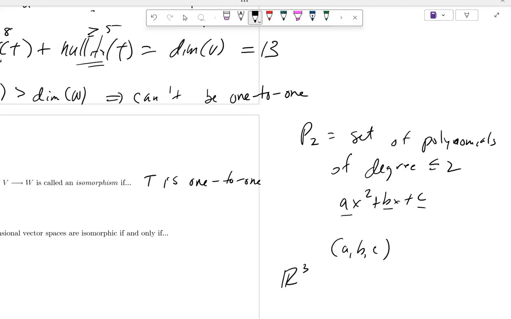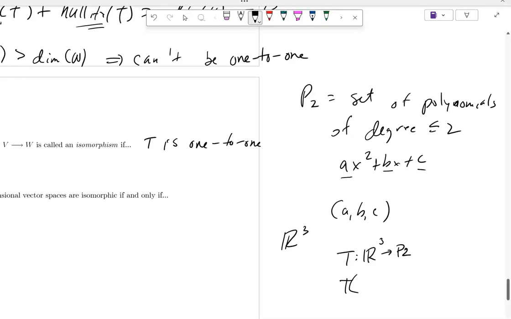In particular, if you did your transformation from R3 to P2, where you did T of (a, b, c) equals ax squared plus bx plus c, that's 1-to-1 and onto. That would be your linear transformation, and you can show it's a linear transformation. That's what it means to have the same structure. Their addition and scalar multiplication is essentially the same thing. So you really didn't do anything different. You're just calling them different names.